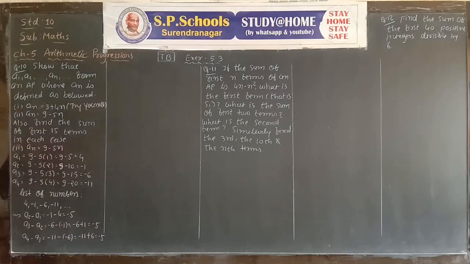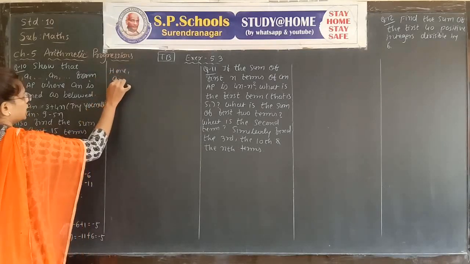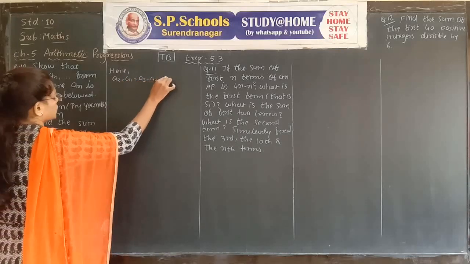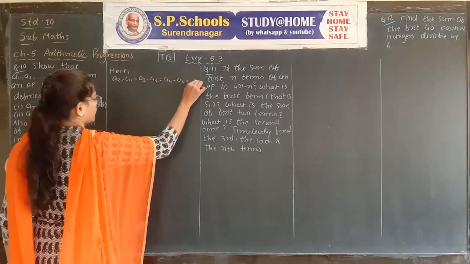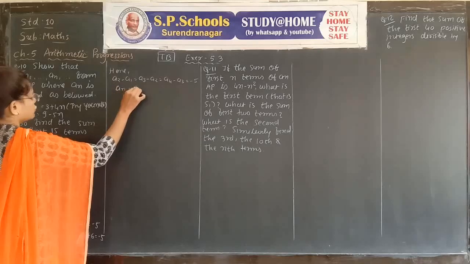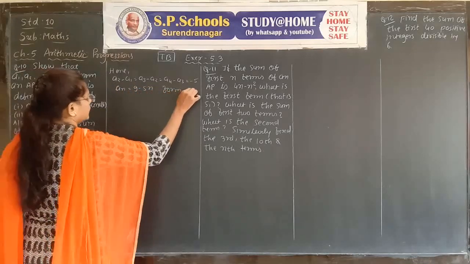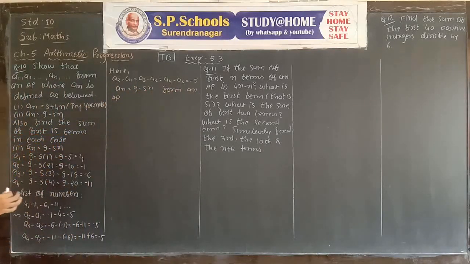Here the differences between consecutive terms are equal. A2 minus A1 is equal to A3 minus A2 is equal to A4 minus A3 is equal to minus 5. Therefore, an is equal to 9 minus 5n forms an AP. Now it is in the form of an AP.